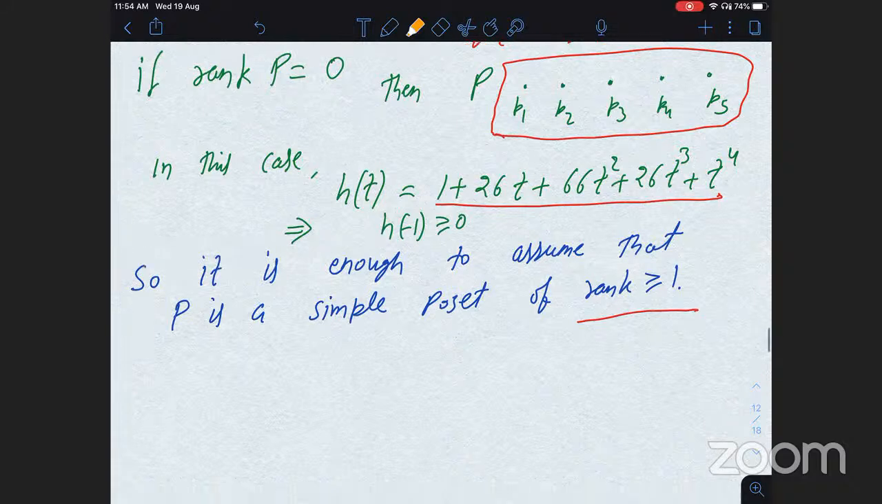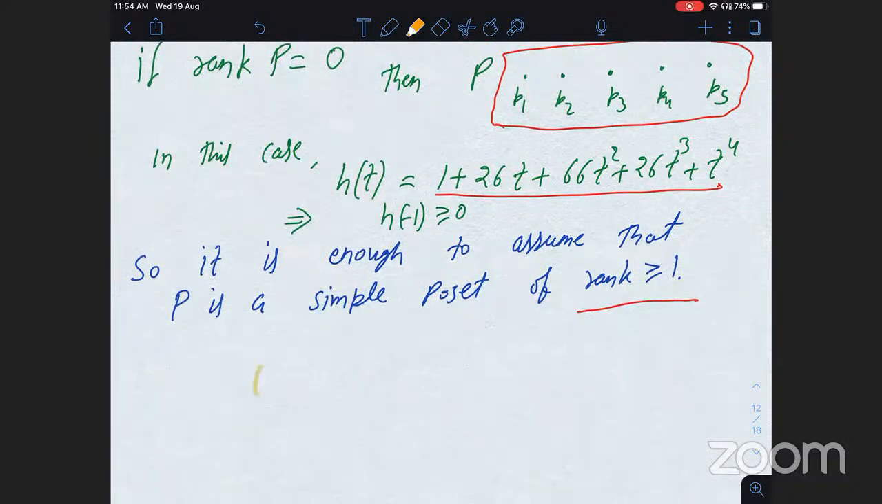Yeah, it's precise. Let's say P is an anti-chain of n elements, P1 to Pn. Then the corresponding h polynomial will be actually the nth Eulerian polynomial. So corresponding to an anti-chain, the h polynomial is actually the Eulerian polynomial. Okay. So is it easy to see the proof of this?